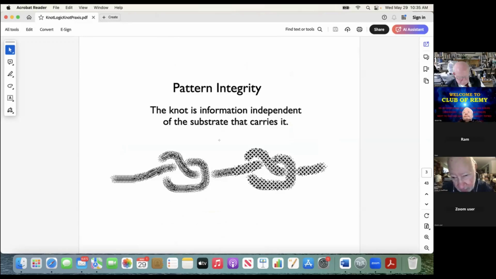Another very general principle is pattern integrity, using Buckminster Fuller's words. The knot, whatever it is, is a kind of patterned information which is independent of the substrate that carries it. You could have a grainy rope like this one, and you could slide the knot over a little bit, and it would end up on this crosshatch rope. It wouldn't matter. This rope could be made of hemp, and this could be made of cotton, and it's still the relationship of the rope to the space that makes the knot, and it doesn't depend on what substrate it occurs in.